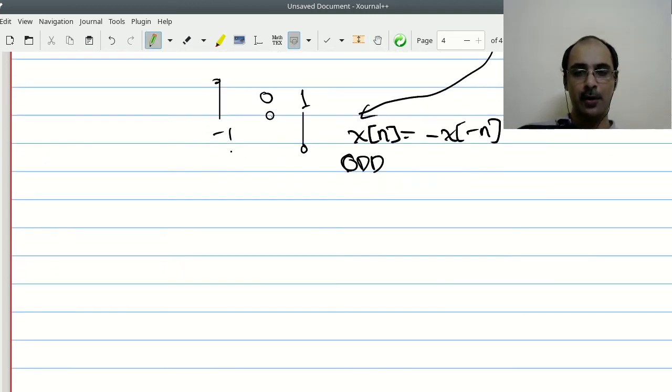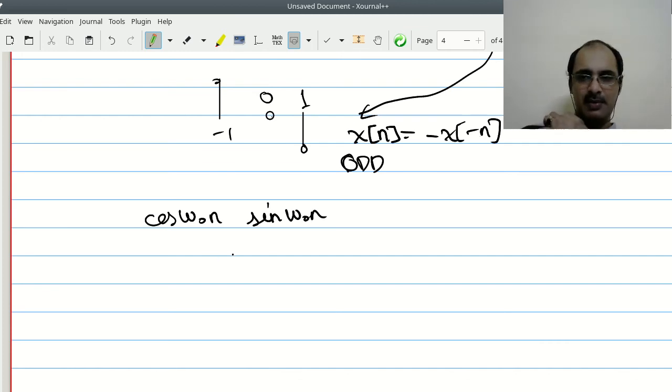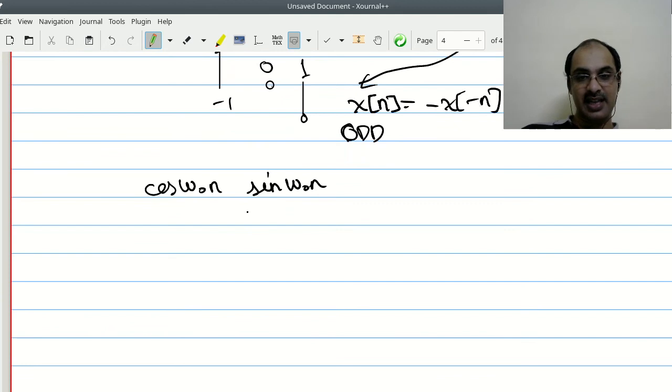Okay, we'll do one more example. Okay, and this example is something which is very simple. Let's do cos omega naught n and sin omega naught n. Okay, now there are multiple ways of doing this, but let's do it using the property that multiplication in the time domain corresponds to convolution in the frequency domain. Okay, so I'll take sin omega naught n.